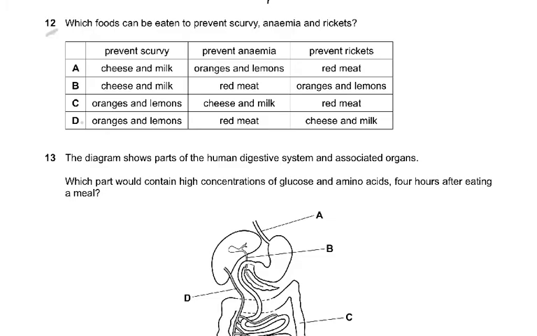Now question 12. Which foods can be eaten to prevent scurvy, anemia and rickets? So, what are they asking you? Scurvy is deficiency of vitamin C. Anemia is iron deficiency. Rickets is deficiency of calcium and vitamin D. So, scurvy, vitamin C deficiency, you get it in oranges and lemons. So it could be either C or D. Now, anemia is iron. Iron is more in red meat. And for rickets, milk, cheese and milk foods, of course. So the answer is D. Easy question, not very difficult.